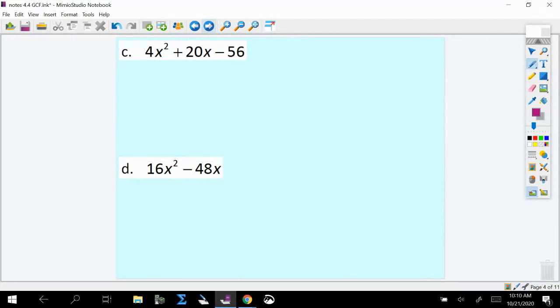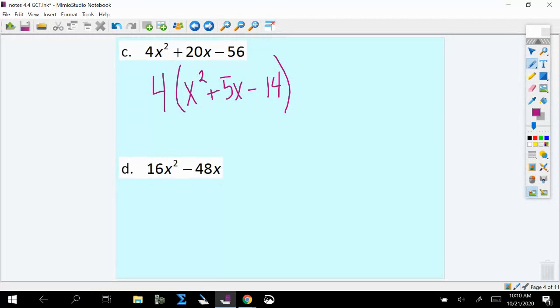The next one, again, I don't have a variable that I can take out because I don't have an x in the last term. So I'm just looking numerically. The only number that they can all be divided by is 4. You always want the biggest number. So you might look and say, but they all can be divided by 2. You're right, but you want the greatest common factor, not just any common factor. So when I divide out a 4, I'm left with x squared plus 5x minus 56 divided by 4 is 14.